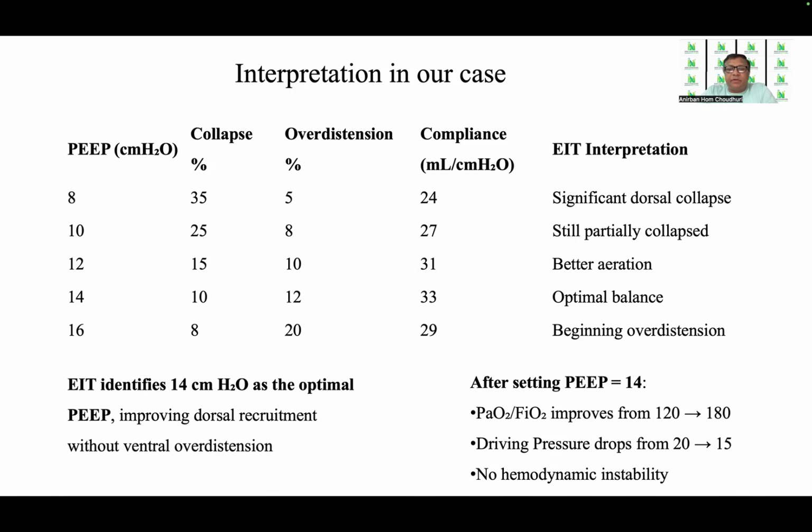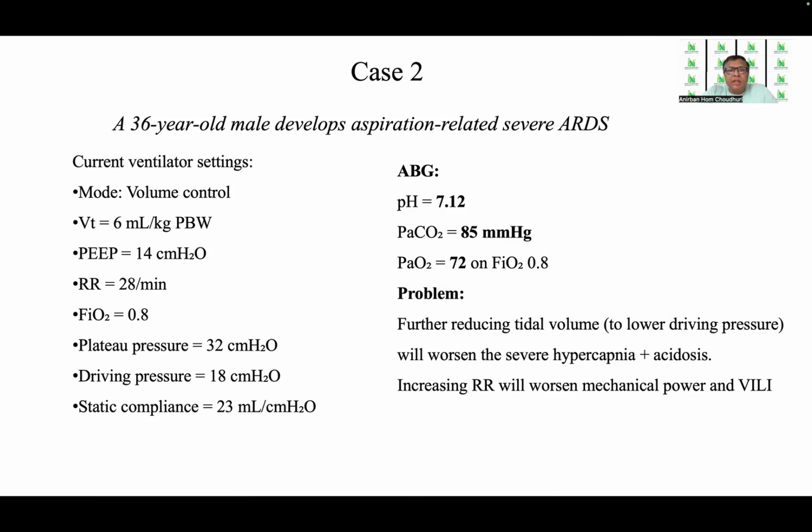So we found that after setting the PEEP to 14, the PF ratio improves from 120 to 180. The driving pressure drops from 20 to 15. There is hemodynamic stability, and we move ahead with the patient's ventilatory strategy. Let us come to a second case to highlight one more emerging aspect of ARDS ventilation.